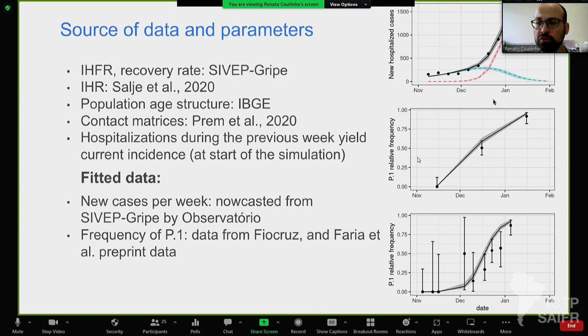And then what data are we going to fit? I want you to look at the plots here, but please ignore the lines and look only at the points. The points in this plot are the data that we have. These are the number of new hospitalizations, from November until the end of January.